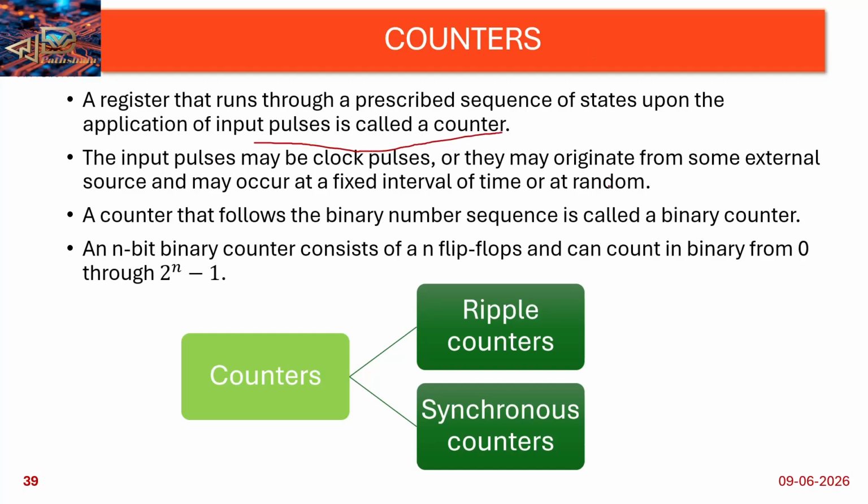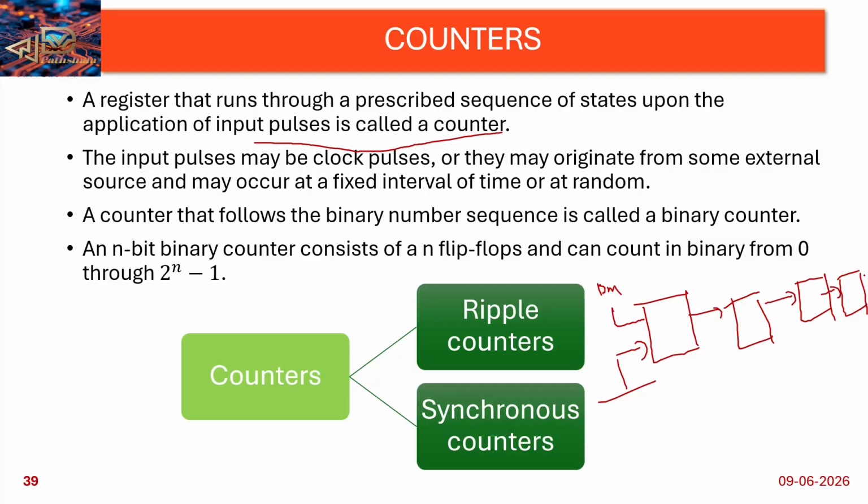That means I have shift registers, and these shift registers are connected to a clock. Whatever data I am giving at the data in, I get the output. So one clock cycle is required, two clock cycles are required, three clock cycles are required. Based on that, these counters are divided into two types: binary counters, that means ripple counters, and synchronous counters.